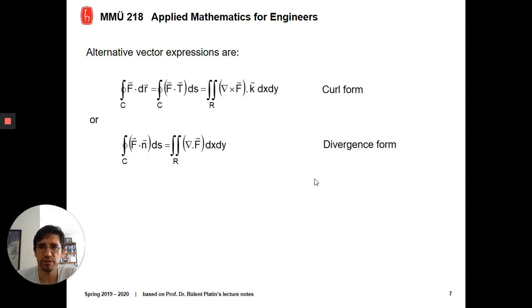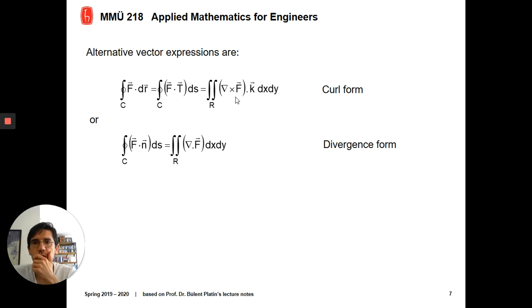The other expressions for the curl form and divergence form are important, especially this form over here: curl form, curl of F dotted with k dx dy. So where does this k come from? Let me explain it here so that we will save time later. What's the curl of F in 2D? Where does it point? It's a vector and it's pointing in the z direction, or k direction.